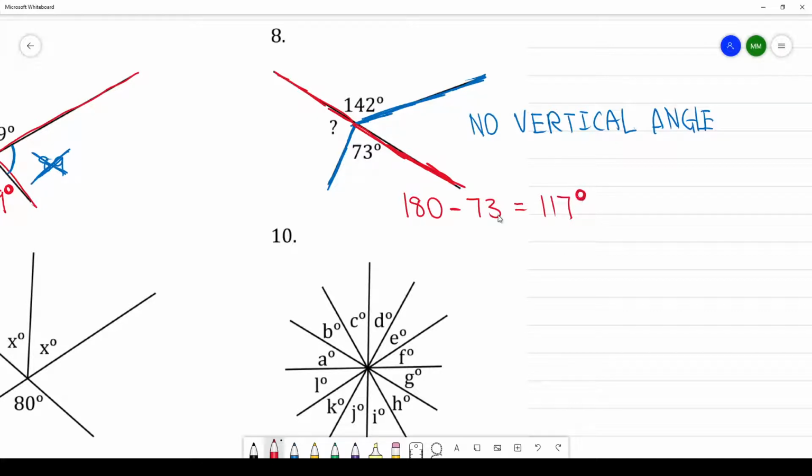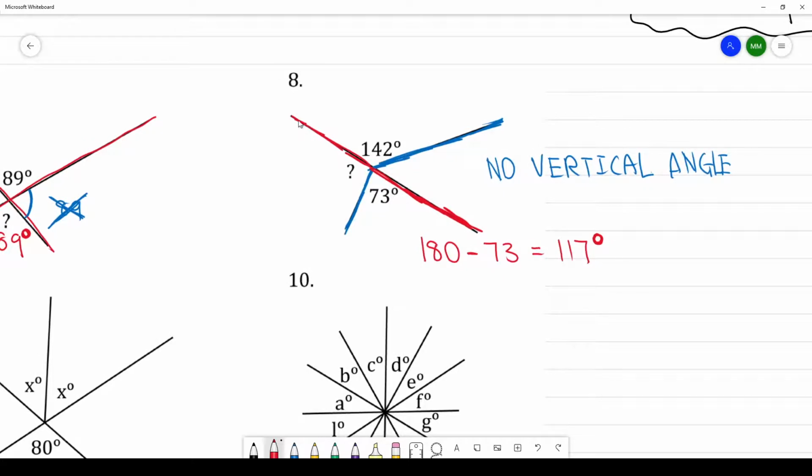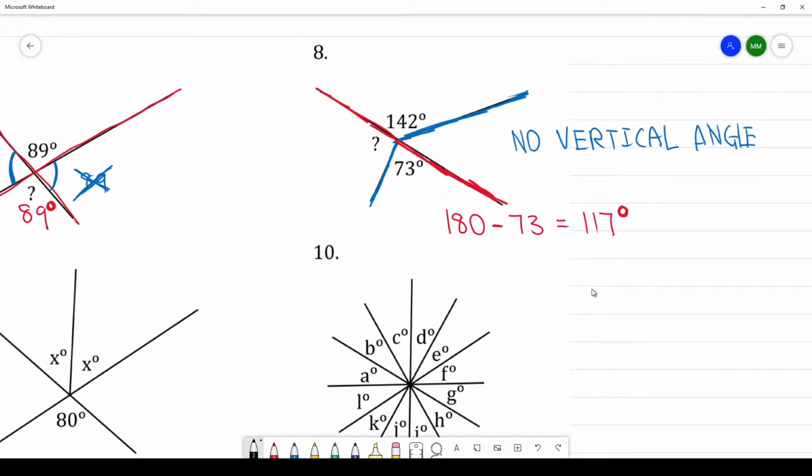So this question, I guess, is hard in the sense that it is tricky. But when you recognize that it is a trick question, and that it's not vertical angles, what you can do is use this as a straight line. So this big angle is 180, and you simply minus the 73 to get 117.